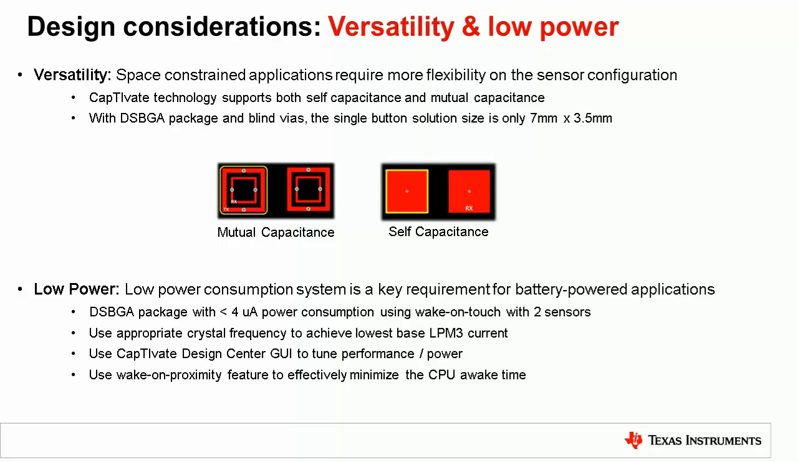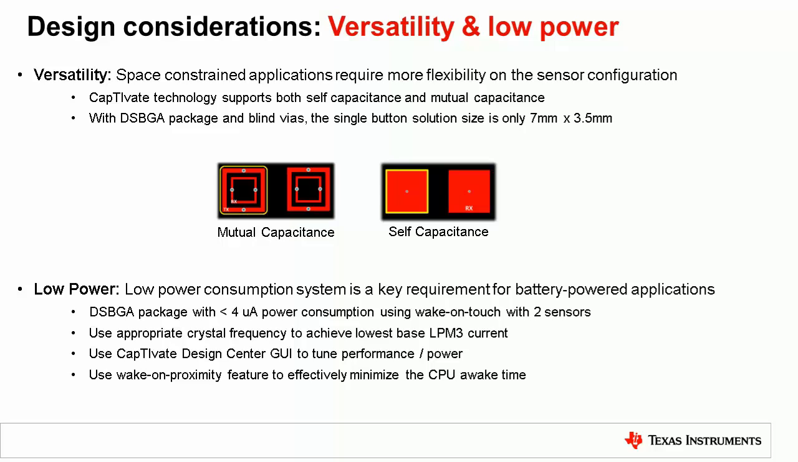For flexibility or versatility, flexibility in choosing self-capacitance and/or mutual capacitance sensors is supported by the Captivate IP on this MCU, also in the die-size BGA package. There is support for up to 8 self-capacitance channels and up to 16 mutual capacitance channels. A single mutual capacitance button is shown here as an example. The size is 7 millimeters by 3.5 millimeters, and it is built using this MCU in the die-size BGA package.